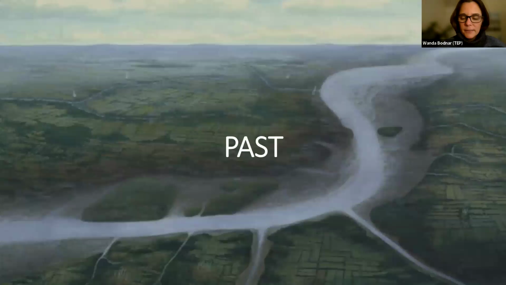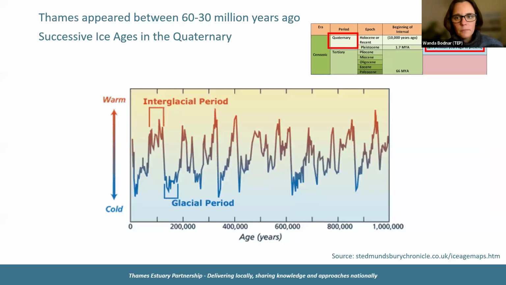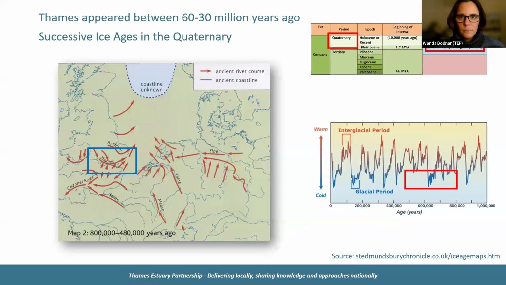So stepping back in time a little bit, the Thames appeared between 60 to 30 million years ago, and based on geological records, the ice ages of the last 1 million years or so could be reconstructed, and this shows that these ice ages actually influence the position and the flow of the Thames.